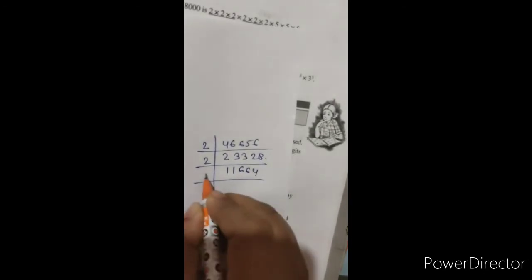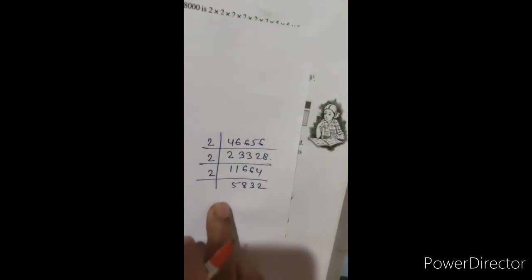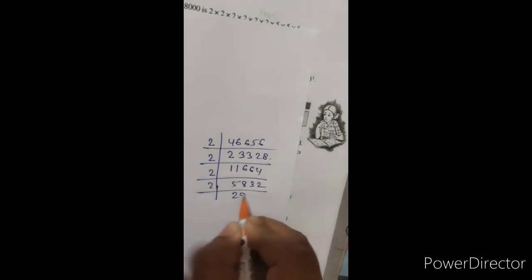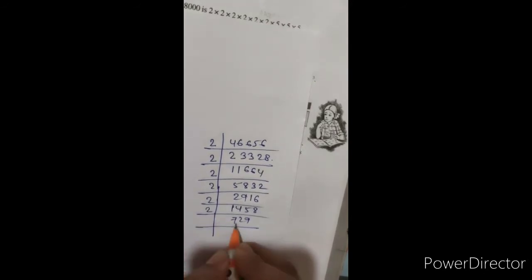Again, this number is divisible by 2. Again, this number is divisible by 2. Again, this number is divisible by 2. Again, this is divisible by 2. Now, this is not divisible by 2, but it is divisible by 3. 3 times 243 is 729. 3 times 81 is 243. Then 27.